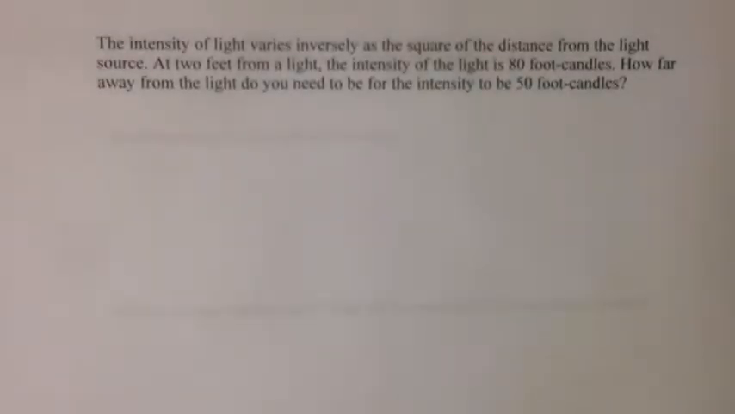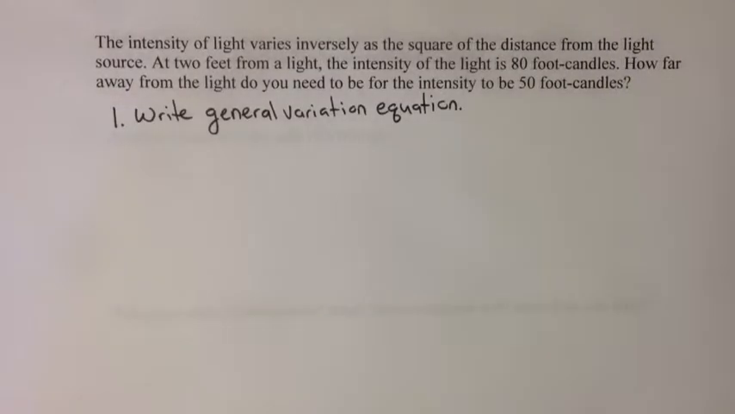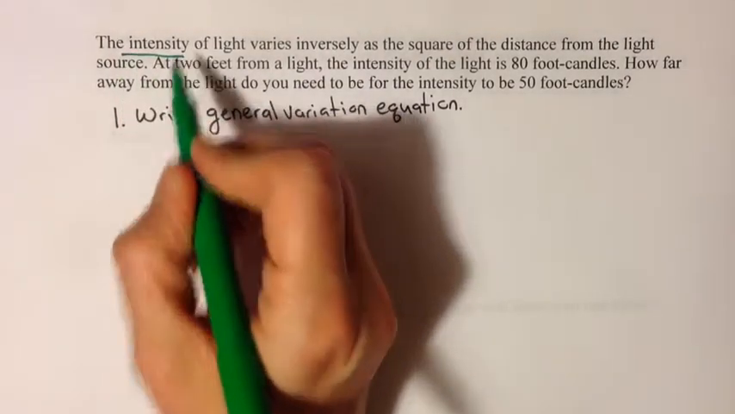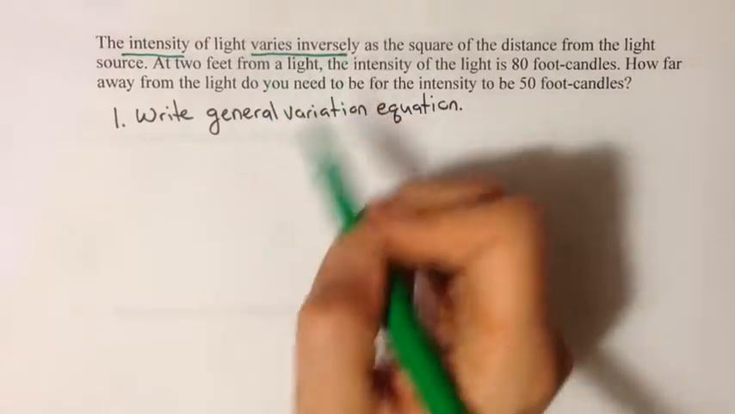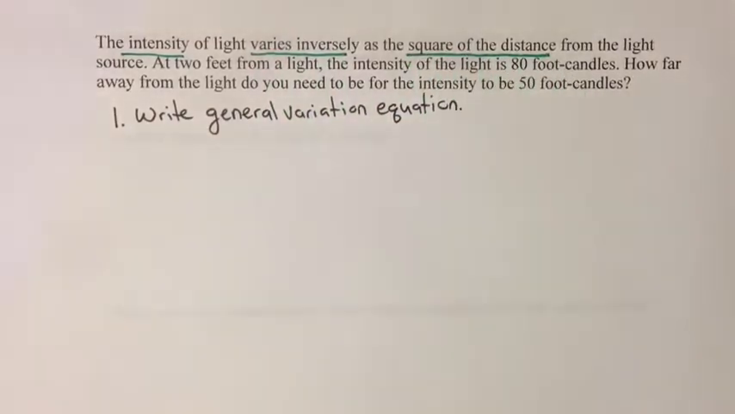Let's look at another example. This one says the intensity of light varies inversely as the square of the distance from the light source. At 2 feet from a light, the intensity of the light is 80 foot candles. How far away from the light do you need to be for the intensity to be 50 foot candles? Our first step is to write down a general variation equation. So this tells me that the intensity of the light varies inversely as the square of the distance.